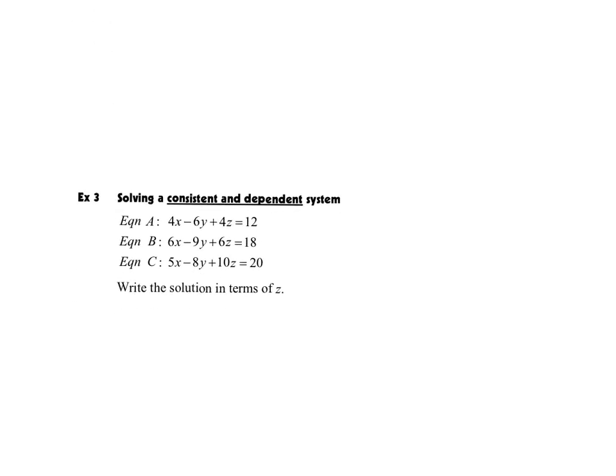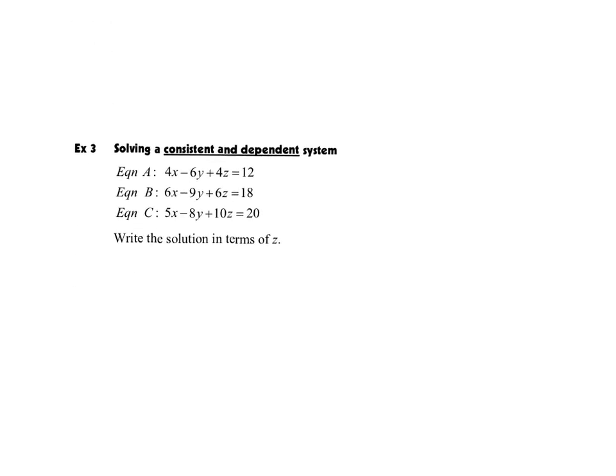Example 3 says that our system is going to be consistent and dependent, which means that this should have, when we're done, an infinite number of solutions, meaning there's an infinite number of points that these three planes will have in common.